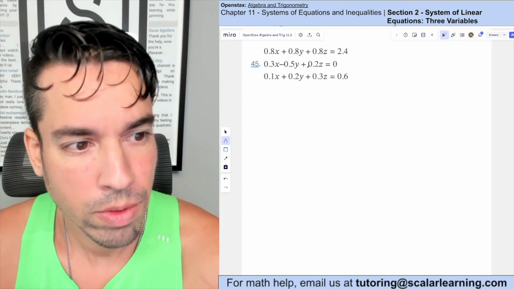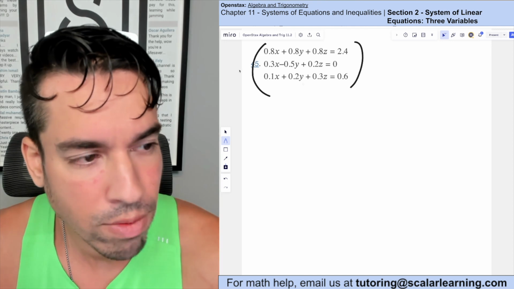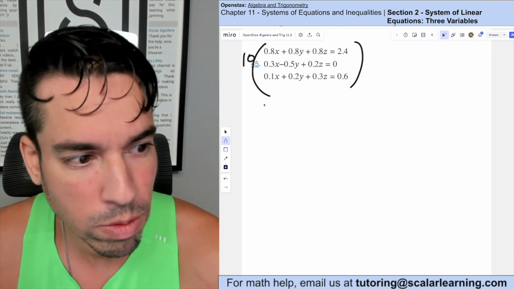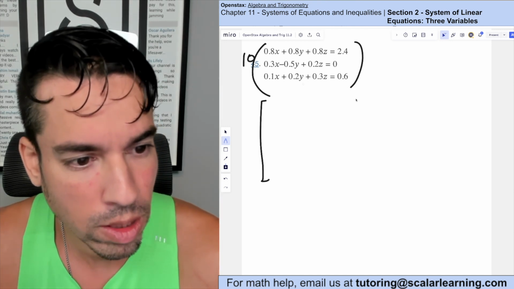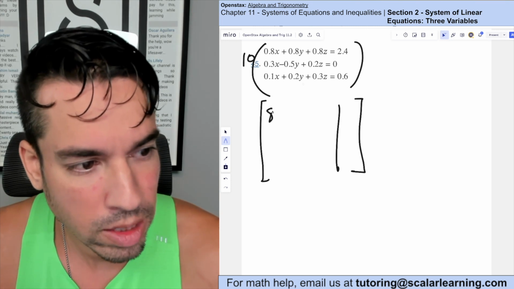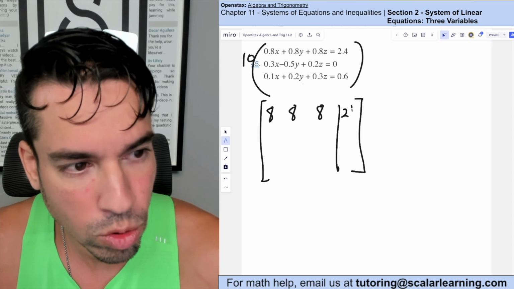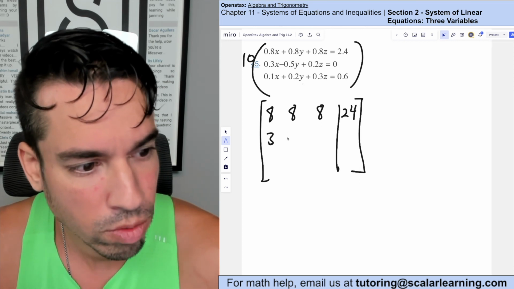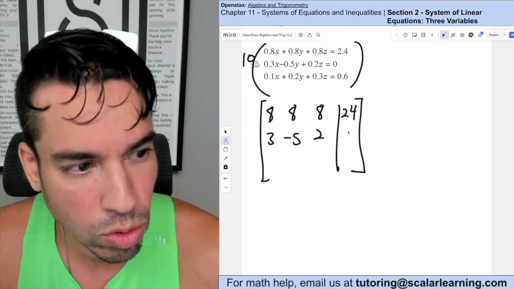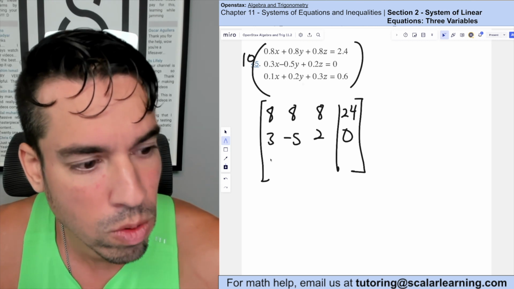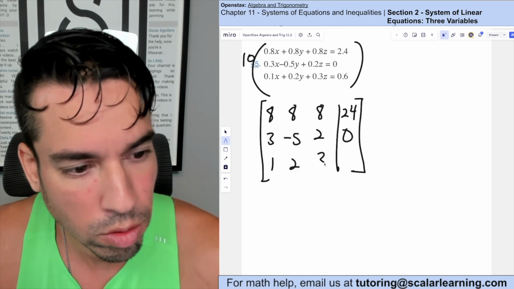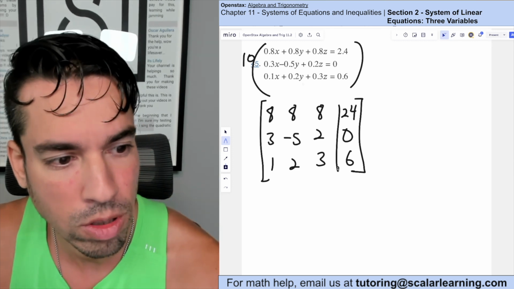All right, so for this one, I'm going to start out by multiplying everything by 10 just to move the decimal over once, make the numbers a little easier. So we're going to start with that. So here I got 10 times 0.8 is 8, then I got 8, then I got 8, and then here would become 24. This would become 3, -5, 2, and then 10 times 0 is 0. Last row, we got 1, 2, 3, and 6. Okay, so these are some pretty nice numbers.